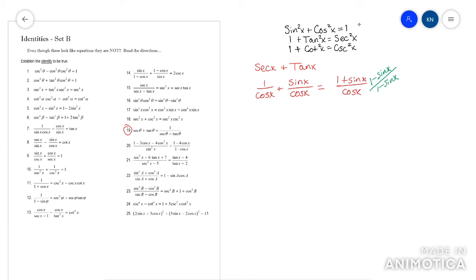So on top, it's the difference of squares, so it's going to be 1 minus sine squared. On bottom, I'm just going to leave it without multiplying it out, so it's cosine times 1 minus sine. All right, up top, that 1 minus sine squared, that's rule 1. That turns into cosine squared. So it's really like cosine squared over cosine, 1 minus sine. One of these cosines will cancel, and so it's really like cosine over 1 minus sine.